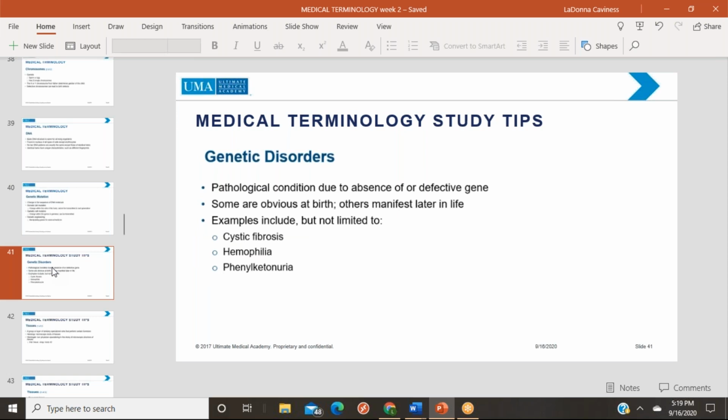Genetic disorders, pathological conditions due to absence of defective gene. Some are obvious at birth, others manifest later in life. Examples include, but are not limited to, cystic fibrosis, hemophilia, and phenylketonuria.